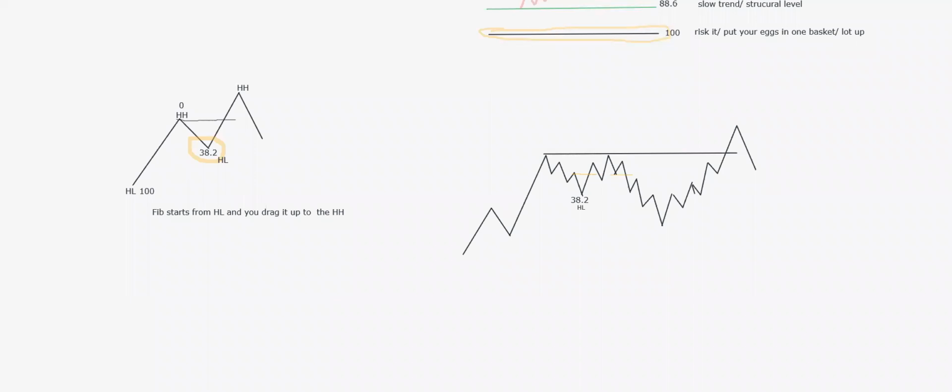If this was our 100% now, this was our last high low. This was our 100%. To give us a steeper retracement, which probably this was, let's say, 88.6. Right? If this was our 88.6.